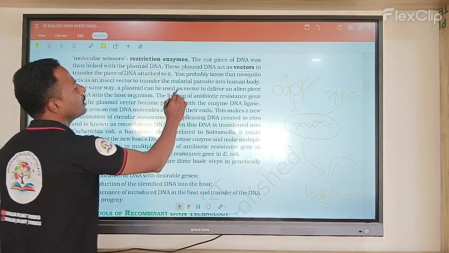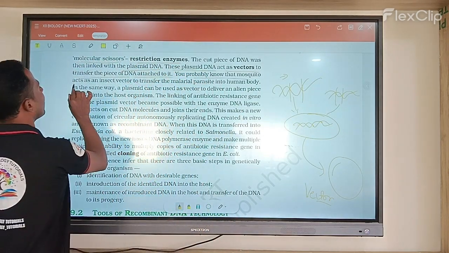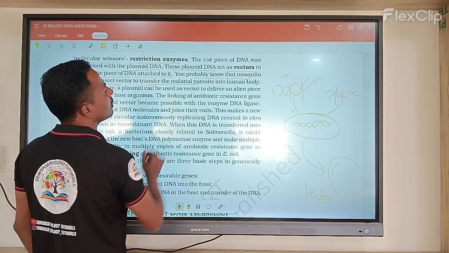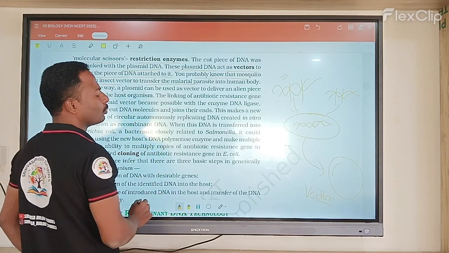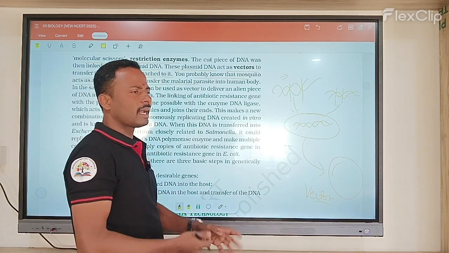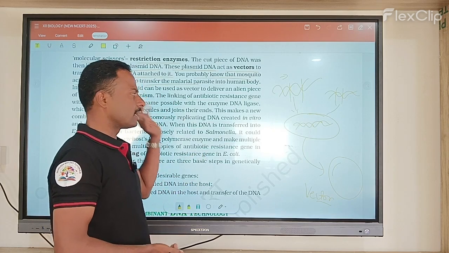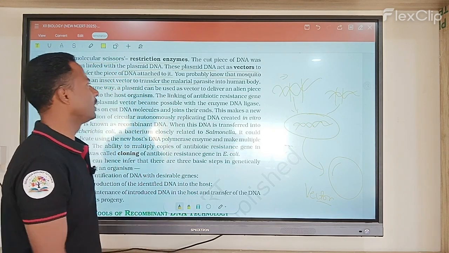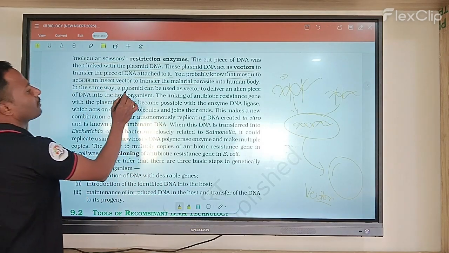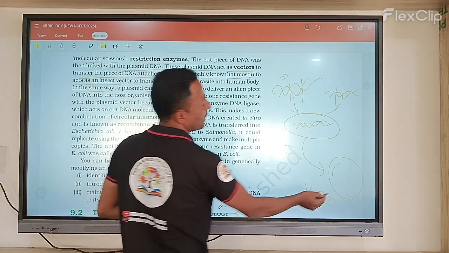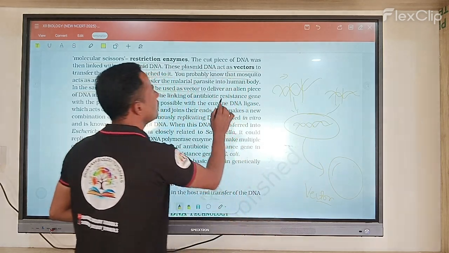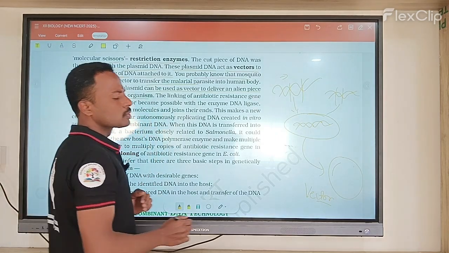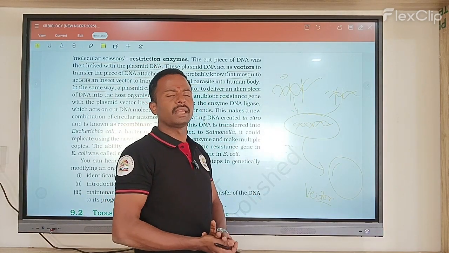Like a mosquito, which acts as an insect vector to transfer the malarial parasite to the human body, the mosquito acts as a mediator, carrying the malarial parasite into the human body. In the same way, the plasmid can be used as a vector to deliver an alien piece of DNA into a host organism. So we do not directly inject it into the host organism.